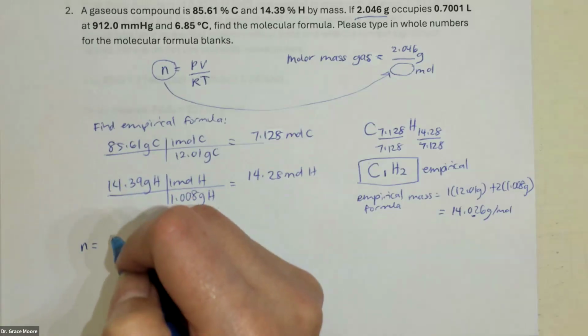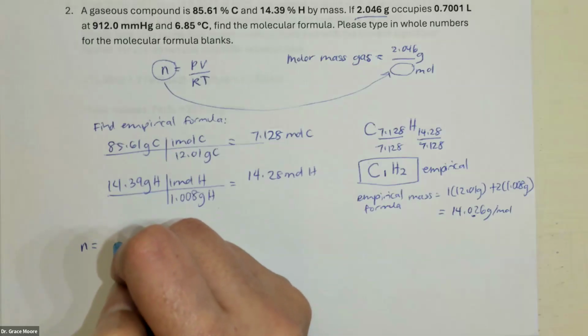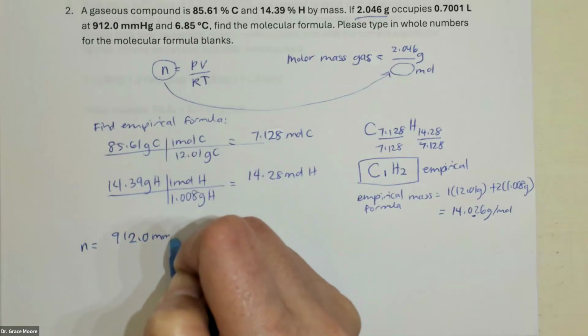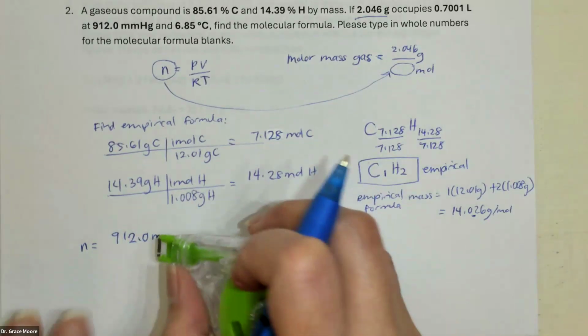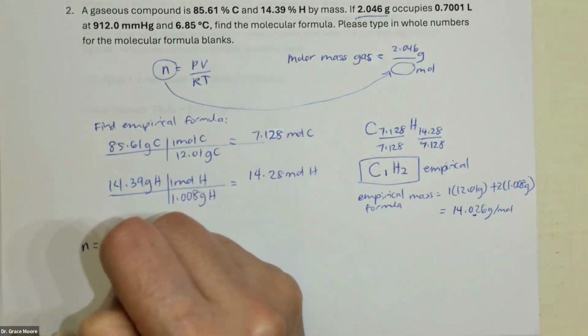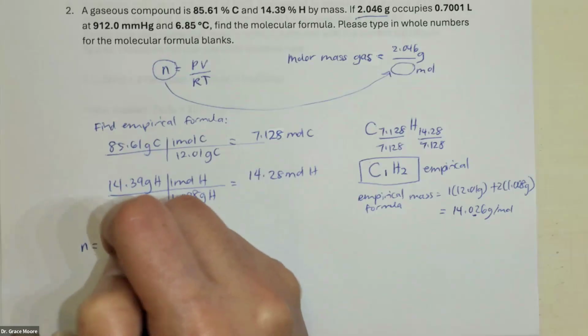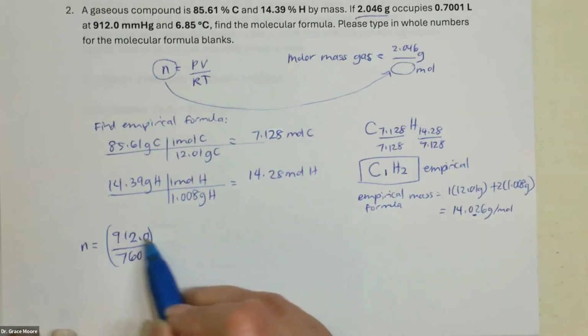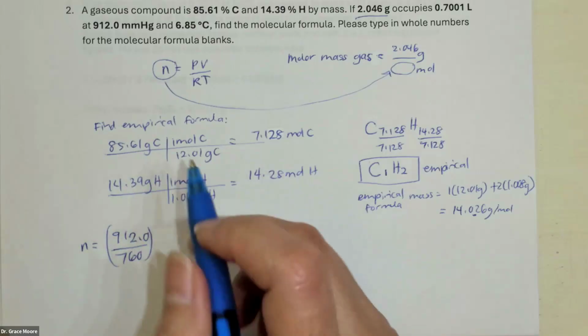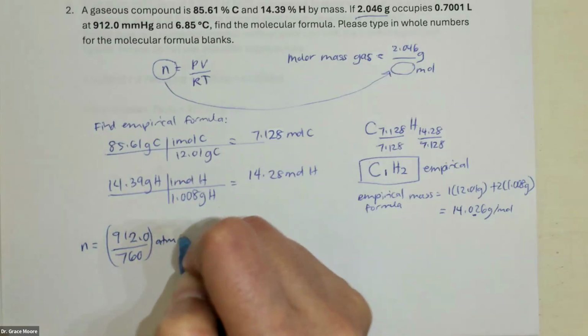So P is 912.0 millimeters mercury. I'm going to divide it by 760 because I want to convert it to ATM. So I'm just going ahead and say, okay, divided by 760. And that's a formula, so I don't have to worry about sig figs, this is still 4 numbers here. And then this is in ATM.